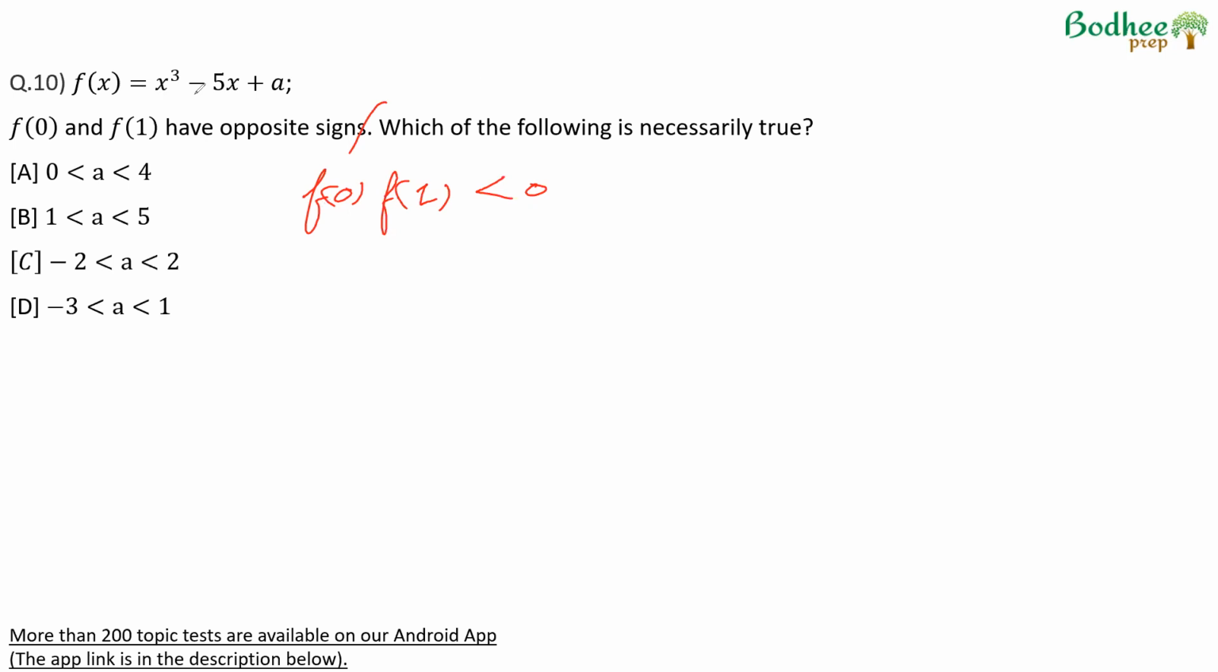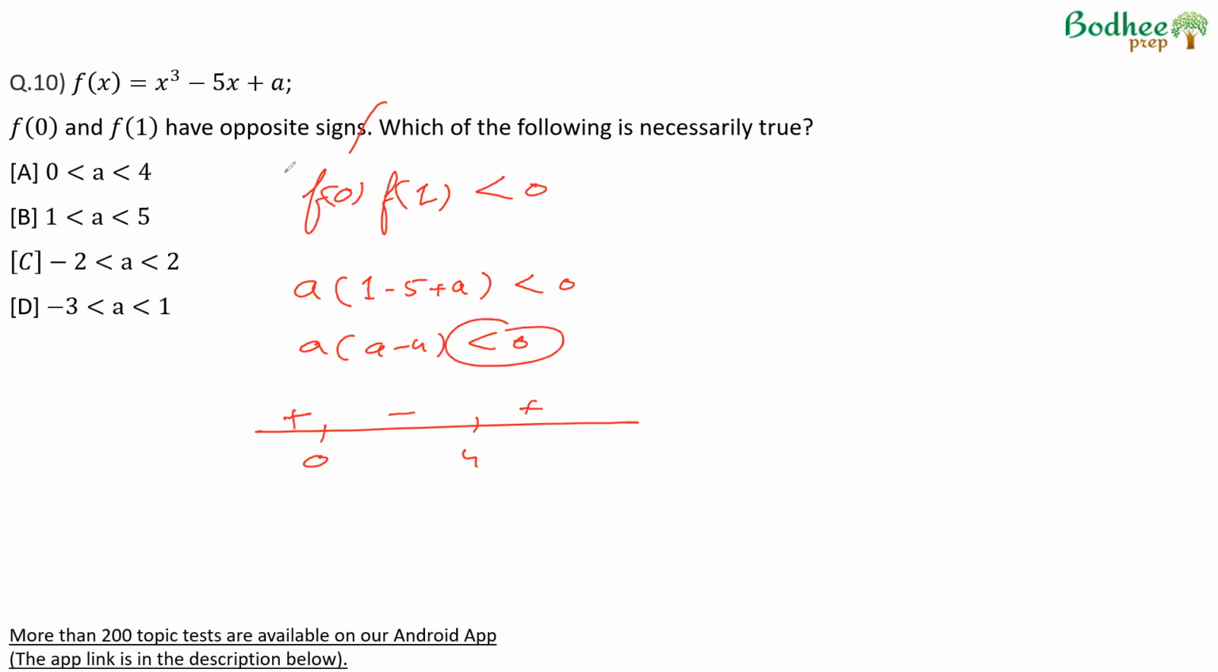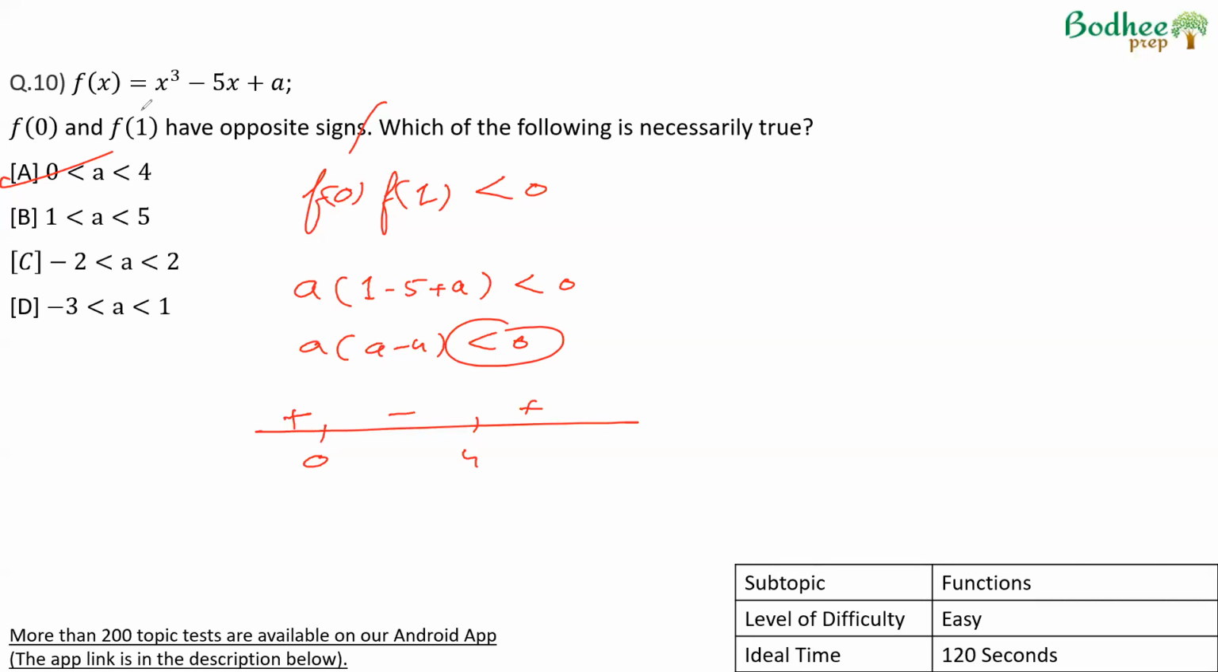What is F0? Put the value of 0 here. So that will be A. What is F1? Put the value of 1 in x. So 1 minus 5 plus A. This is less than 0. So A into A minus 4 is less than 0. And I think this is pretty straightforward. The critical points will be 0 and 4, plus minus plus, because we're looking at negative. So A lies between 0 and 4, and that is my answer. Easy question, should not take more than 2 minutes to solve, and done.